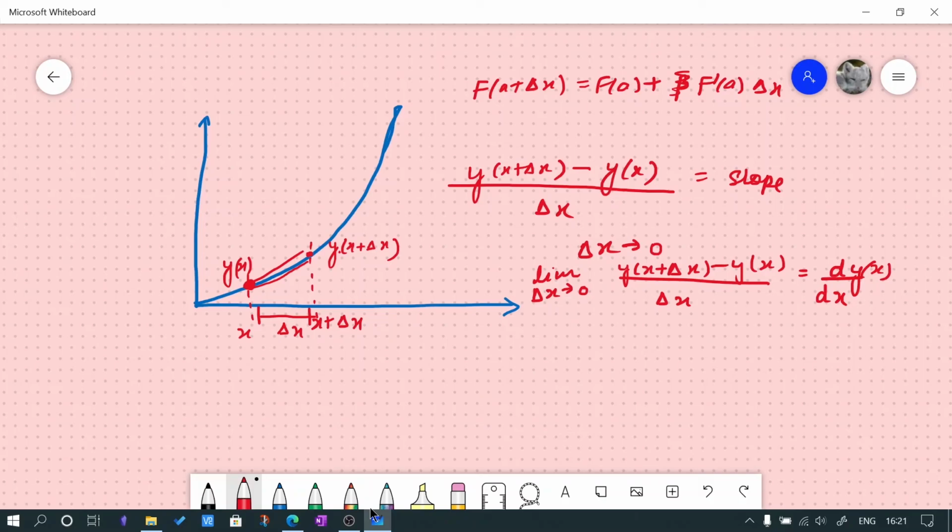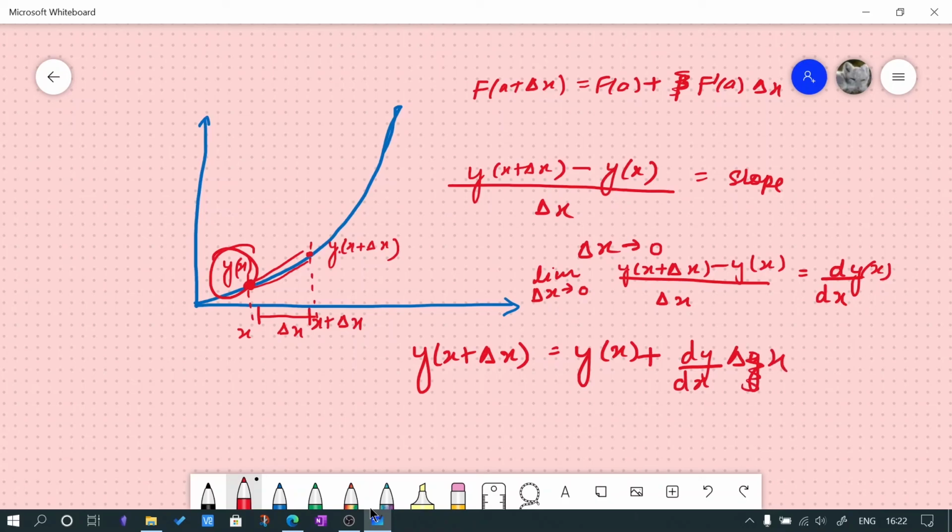Now we have got the slope of this line. So what would be the initial point of this line? The initial point would be y of x. So hence y of x plus delta x can be written this way as well. Assume a line: write the initial point on the line plus dy by dx times delta x.